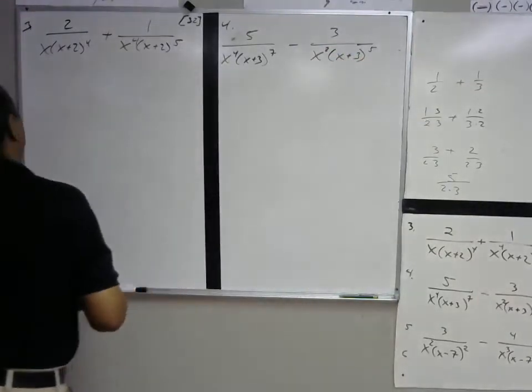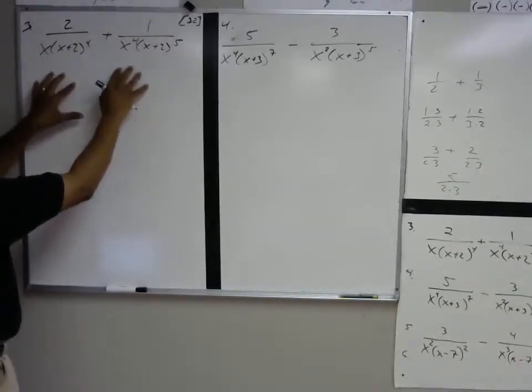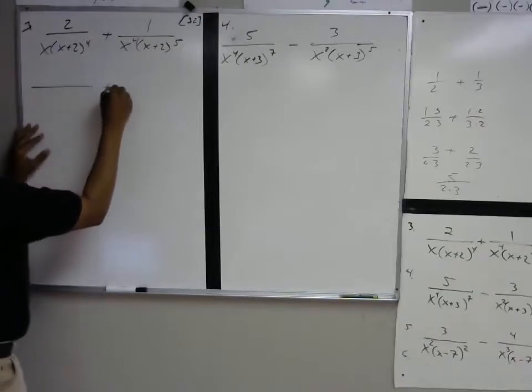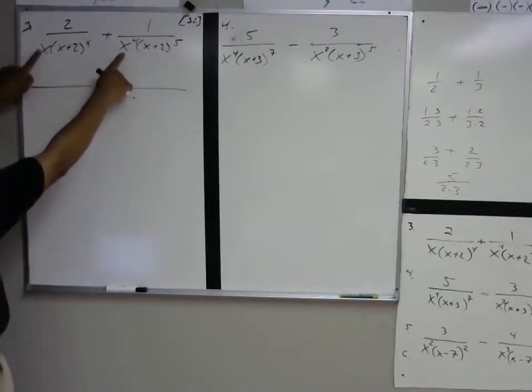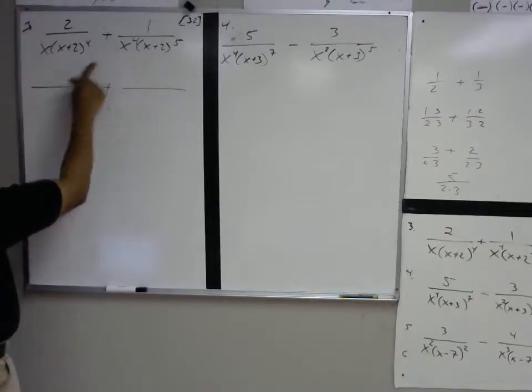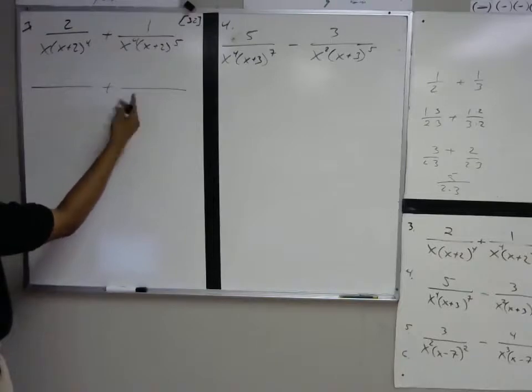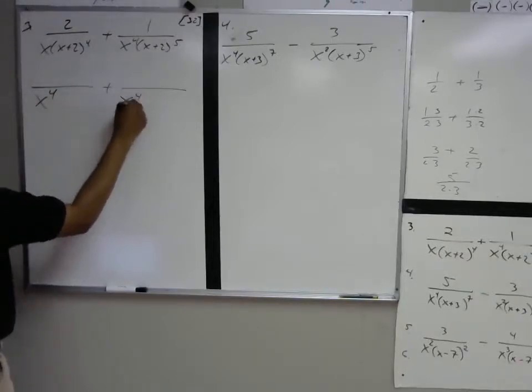Okay, so starting here, I want to create new denominators for both of these. And let's look at x's. Here I have an x, here I have an x to the fourth. The higher one is definitely the x to the fourth. So we're going to put that in both places. So the higher goes in both places. X to the fourth, x to the fourth.